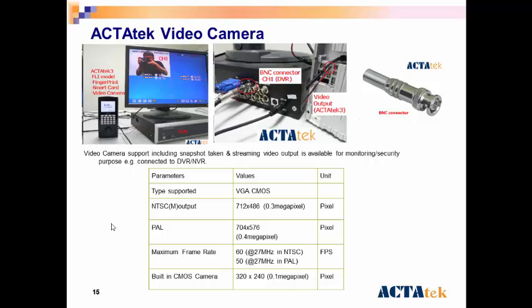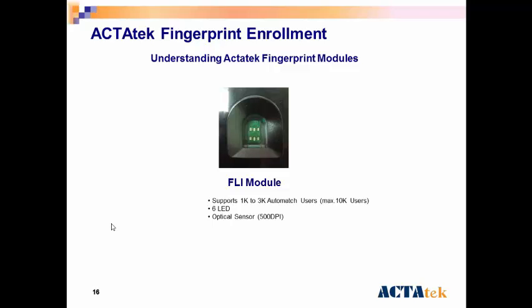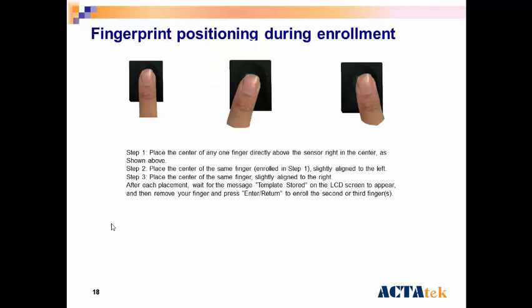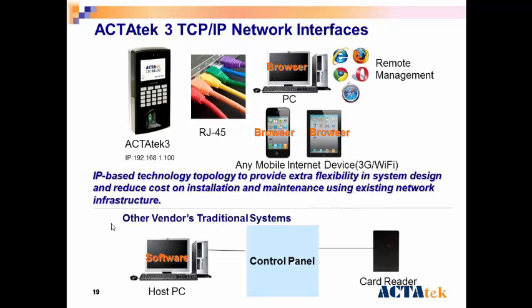If you have the device with the built-in camera, then it can be connected directly to a DVR using a BNC connector, and you can have 24 hours live recording. This is the FLI fingerprint module. It uses TCP/IP network interfaces, so you're able to use any type of browser to access the device, and you're also able to use multiple devices, all connected through different types of patch panels, routers, or modems.